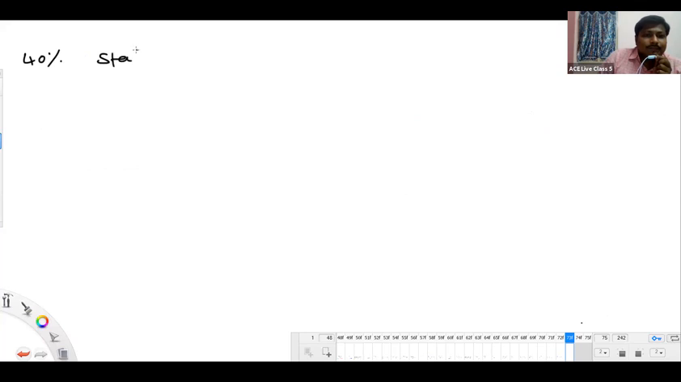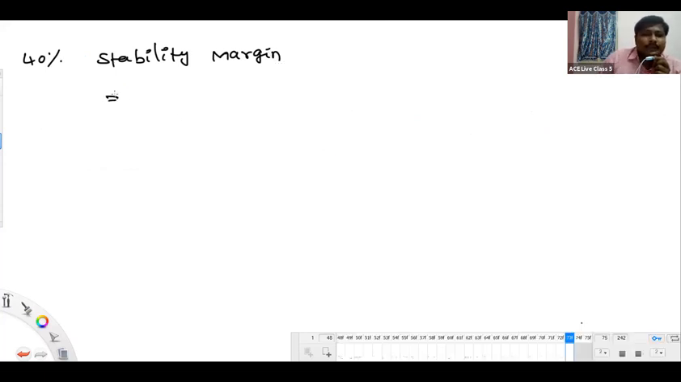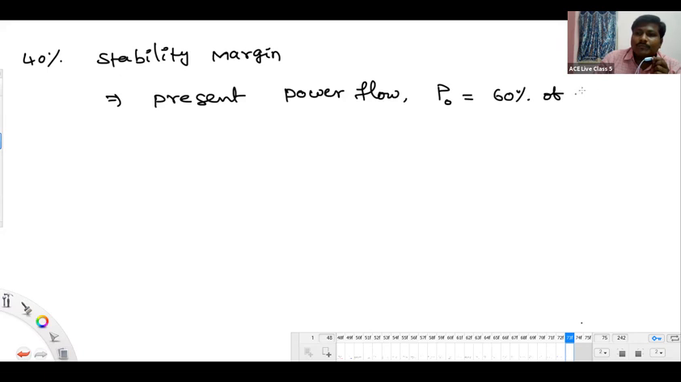40% stability margin implies present power flow, P naught, is nothing but 60% of P maximum. So it is 0.6 times P maximum. And what is being asked now? Just look back to the question now. What is being asked exactly?